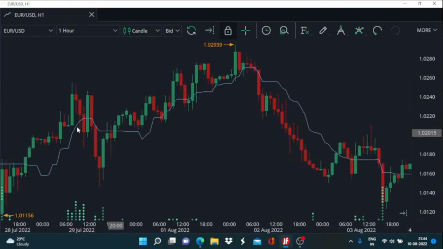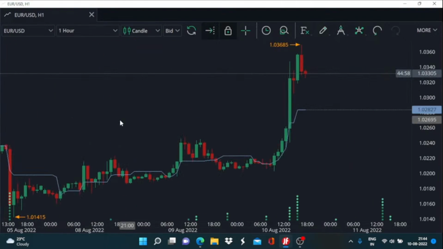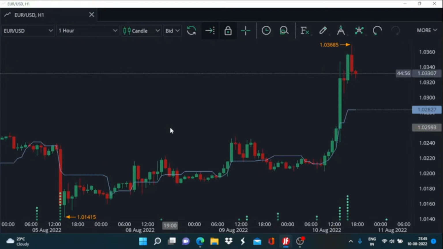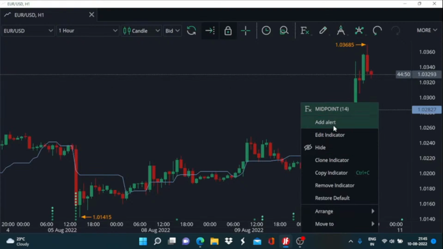So you can also look for overbought or oversold trade, or you can simply trade with the trend. So both these things are possible with this indicator. Now let us consider what are the customization options provided to us on this platform.